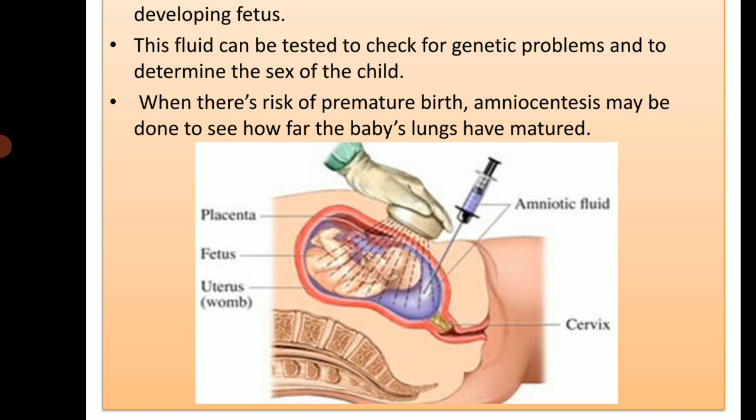The doctor inserts a hollow needle in the woman's abdomen to remove a small amount of amniotic fluid from around the developing fetus, and this fluid can be tested to check for genetic problems and to determine the sex of the child. When there is a risk of premature birth, amniocentesis may be done to see how far the baby's lungs have matured.